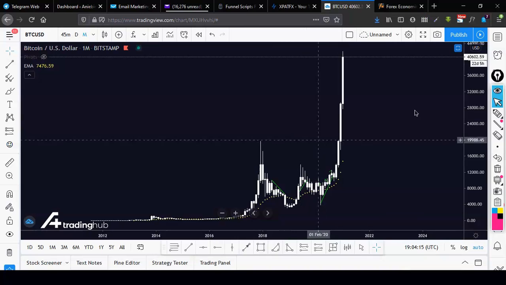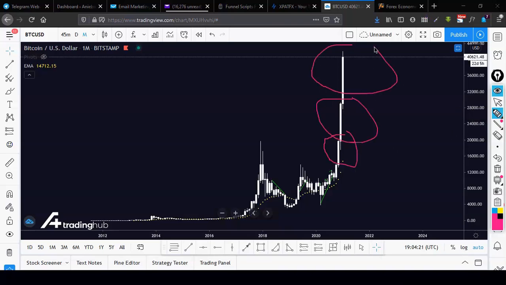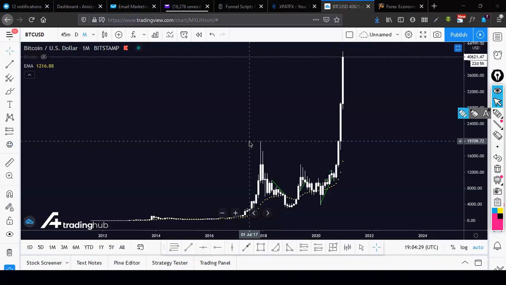Alright, so this is Bitcoin. Look at that parabolic move there. 3 months straight, 1, 2, 3, 3 months straight, closed above these all-time highs. This was an all-time high here. The 20,000 was an all-time high. Price has closed above this.